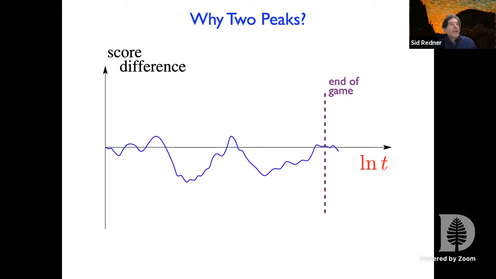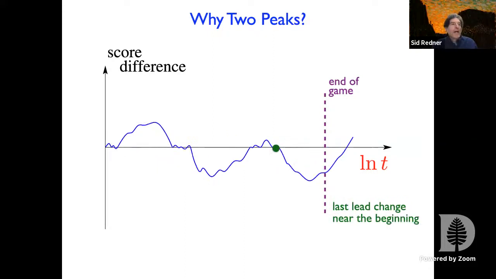So if the game ends here, then the last lead change happened just before the end of the game. And so the last lead change is near the end of the game. However, here's another trace. And here we say, well, the last lead change is here. And you might say, well, that's close to the end of the game, except for the fact this is on a logarithmic scale. On a logarithmic scale, any finite distance is way, way back in the past. And so one really has to work hard to engineer things to have something near the middle of the game.